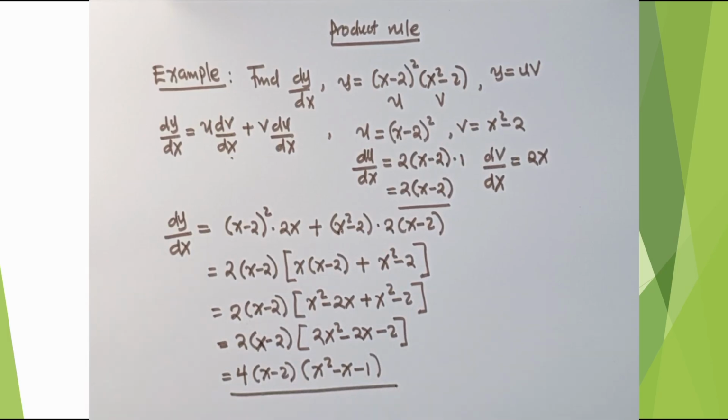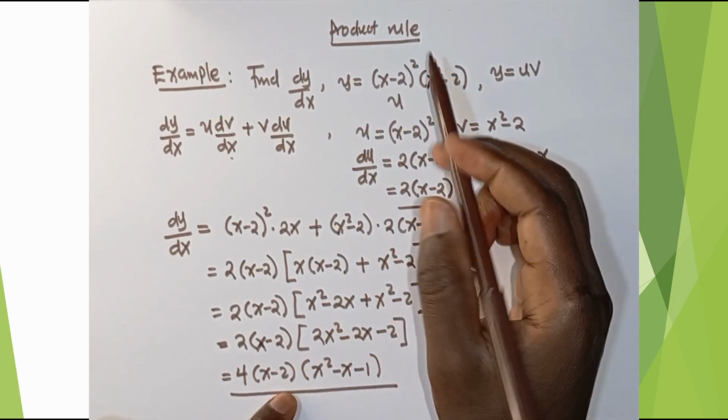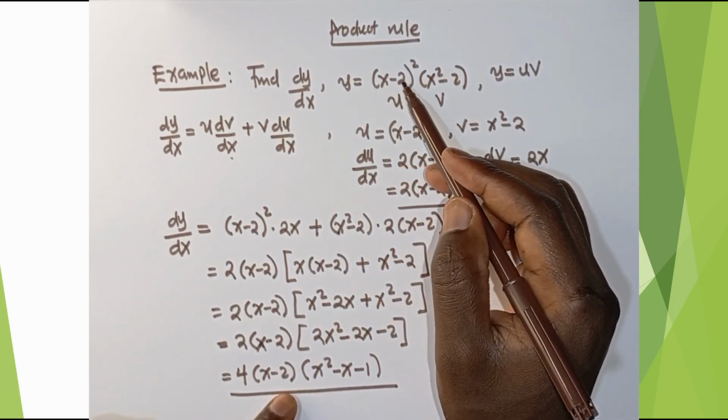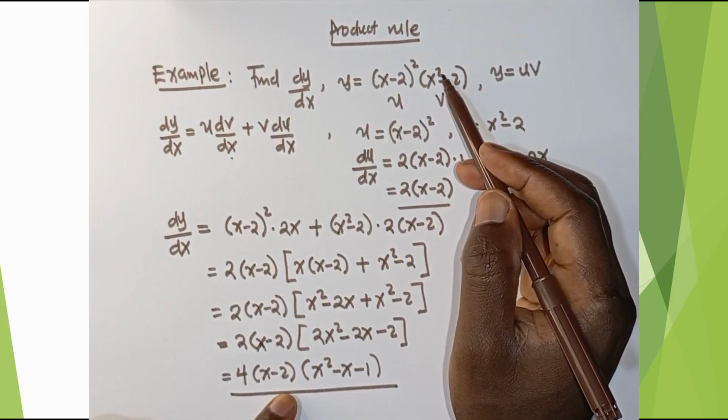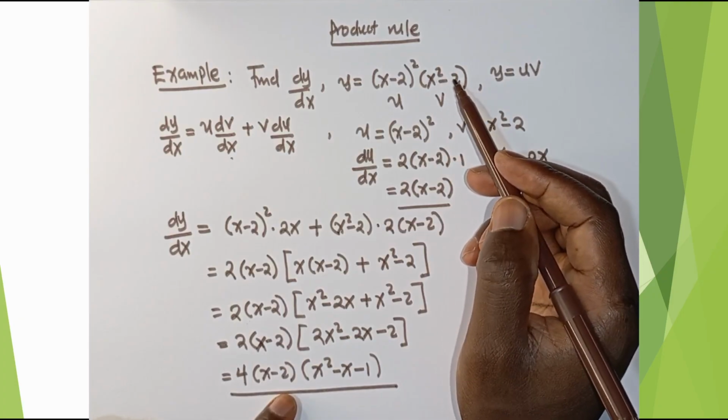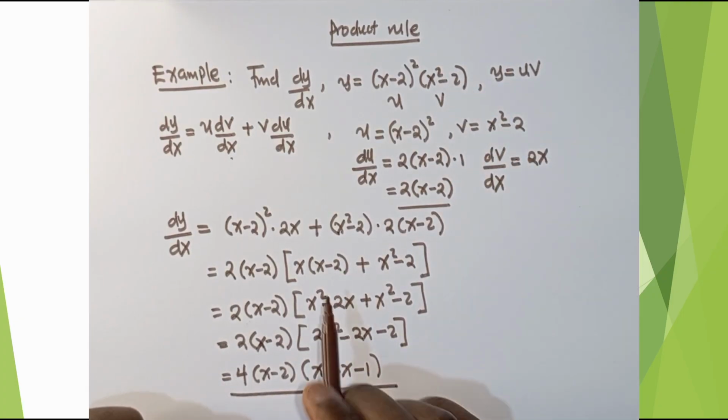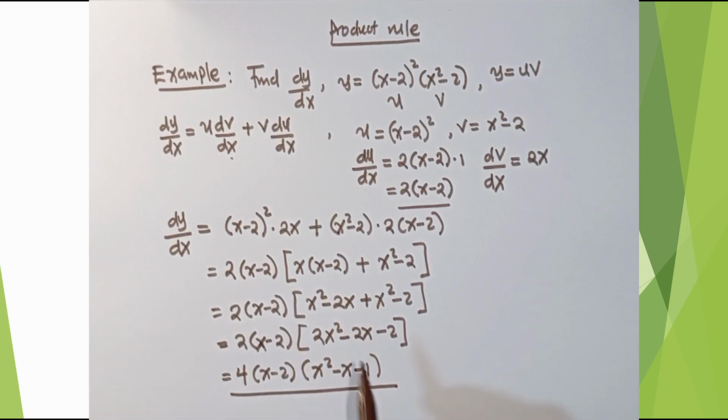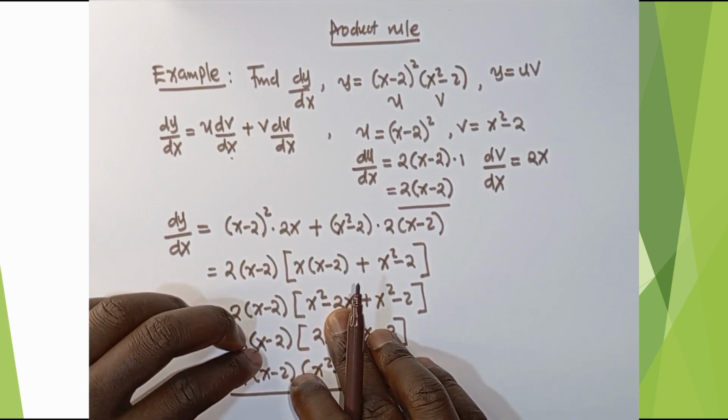Here you have defeated the number. So this one is the derivative of y is equal to x minus 2 squared into x squared minus 2. So this is our first example. Let us look at the next example and I give you your trial question.